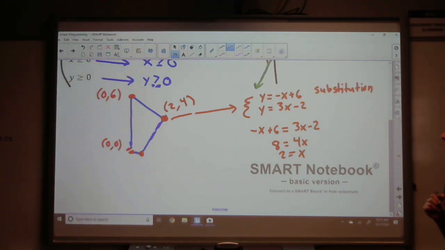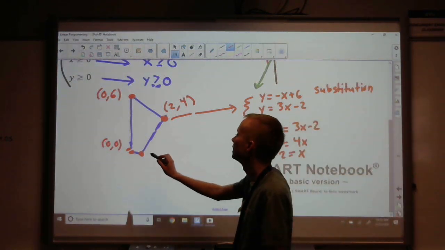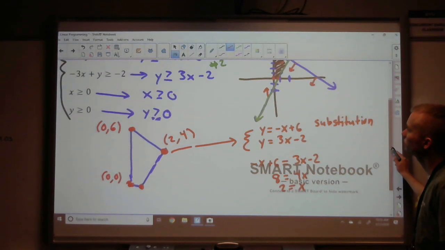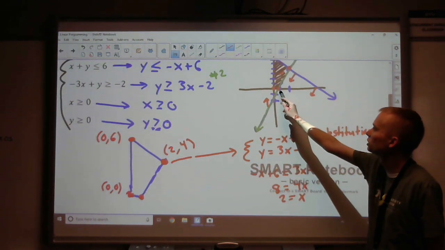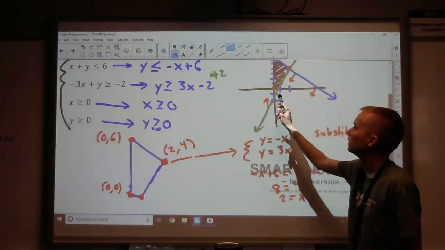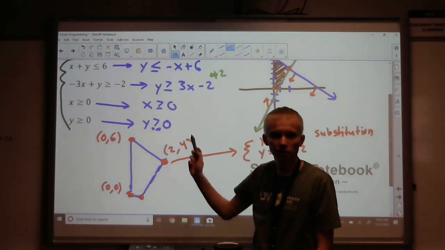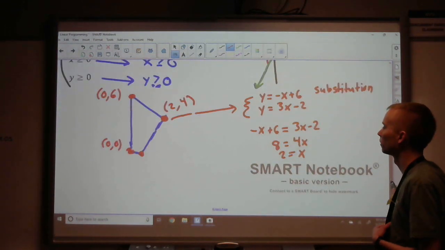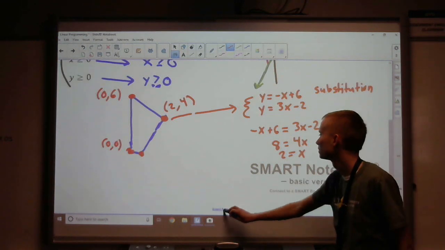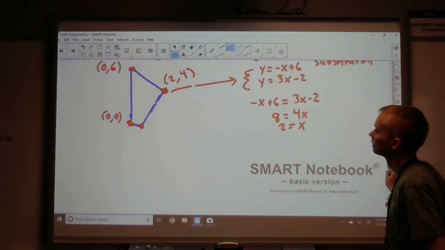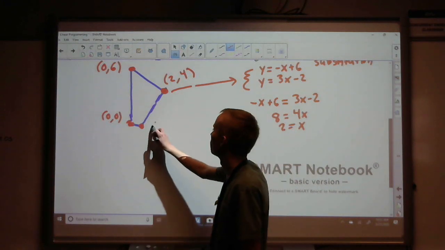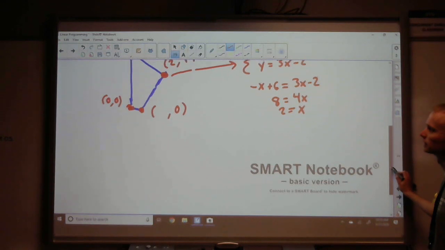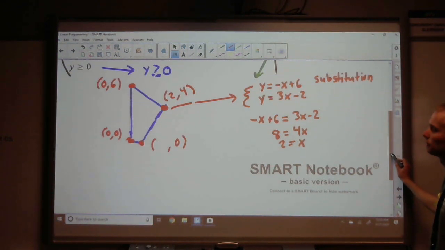Okay? And then our last vertex here is just going to be this last corner here. That's going to be right here, which is the x-intercept of our number 2 line. Right? So in other words, I want to figure out, well, for sure y is going to be 0 here because it's on the x-axis. But then I just have to figure out what x is.